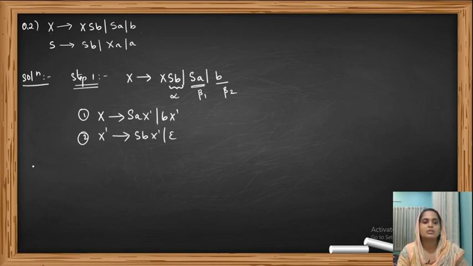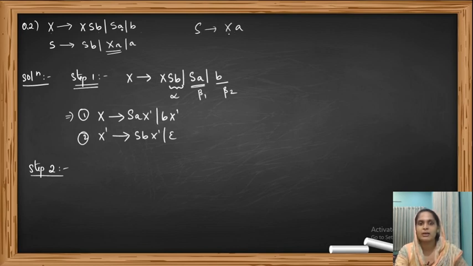Now coming to step 2. What is step 2? We have to substitute the value of X from this first production into this term. In this production, XA created indirect left recursion, because S produces XA, and if in place of X we give SA, it will become SAA. So it created indirect left recursion. We have to eliminate this indirect left recursion and convert it to normal left recursion. So what we have to do is replace the value of X with SAX' and BX'.